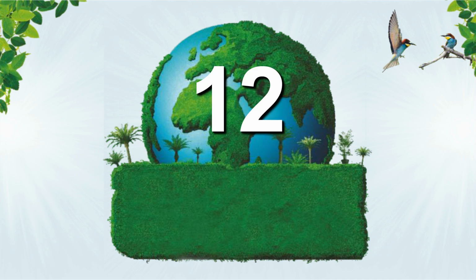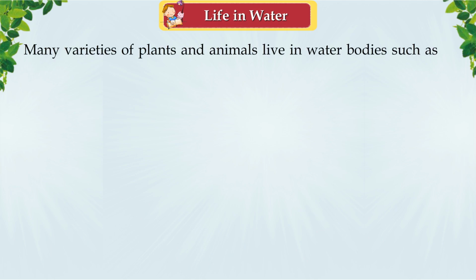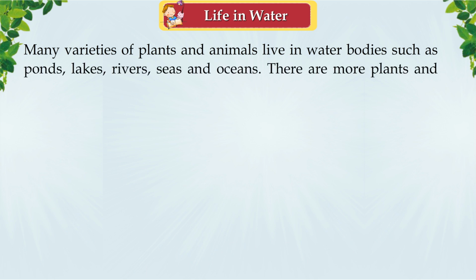Chapter 12. Life in Water. Many varieties of plants and animals live in water bodies such as ponds, lakes, rivers, seas, and oceans. There are more plants and animals in water than on land.